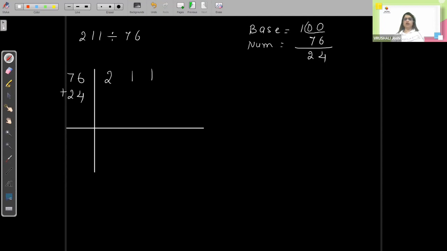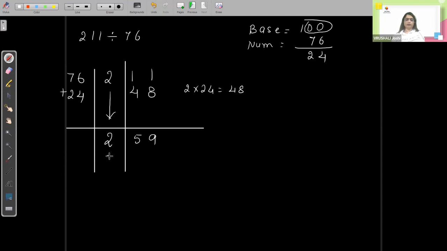The base has 2 zeros. So you will draw one line, counting 2 digits on the right. The first number will come down as it is, which is 2. And then you have 2 into 24, which is equal to 48, which you can write here. And the quotient is going to be. How many understood this?